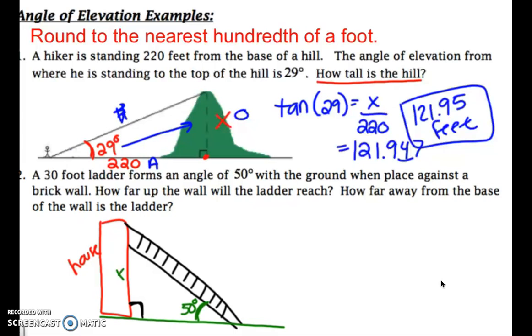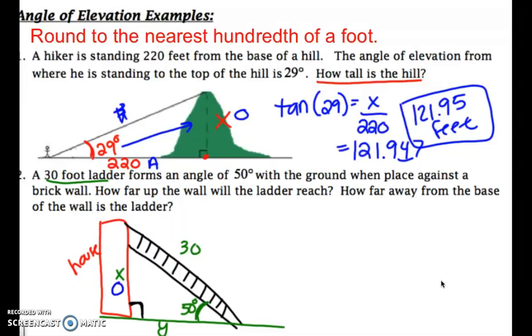So I'm looking for how far up, and I do know that it is a 30-foot ladder. Okay? And then I also want to know how far away from the base of the wall the ladder is. So I need to find x and y in this case. So first off, I'm going to see how far up the wall it is. I'm going to label my triangle.